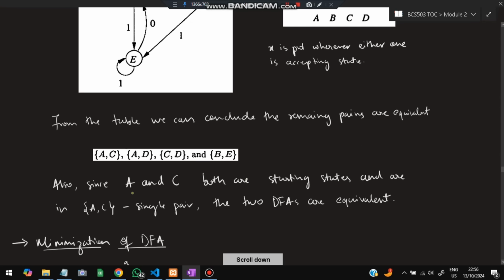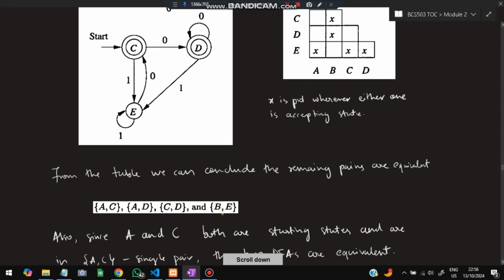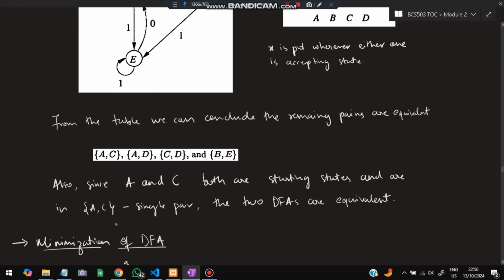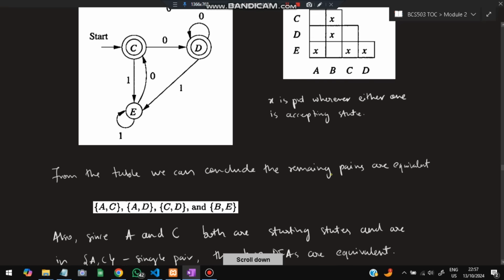Now we have to consider the starting states. Which are the starting states here? Here the starting state is C, here the starting state is A. If both A and C come in a single pair and both are starting states, then the two DFAs are said to be equivalent. So the whole diagram becomes equivalent if the starting states have come in a single pair and are equivalent. Then the two DFAs will be equivalent. This DFA is equal to this DFA. That was about the equivalence.